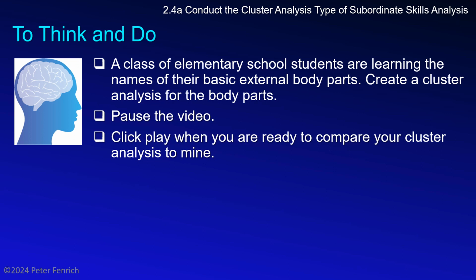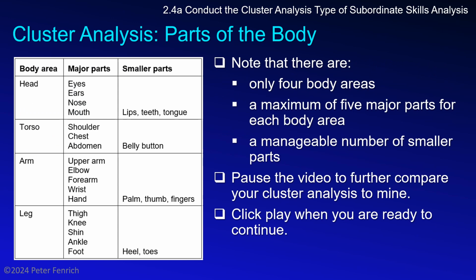A class of elementary school students are learning the names of their basic external body parts. Create a cluster analysis for the body parts. Pause the video. Click play when you're ready to compare your cluster analysis to mine. Note that there are only 4 body areas, a maximum of 5 major parts for each body area, a manageable number of smaller parts. Pause the video to further compare your cluster analysis to mine. Click play when you're ready to continue.